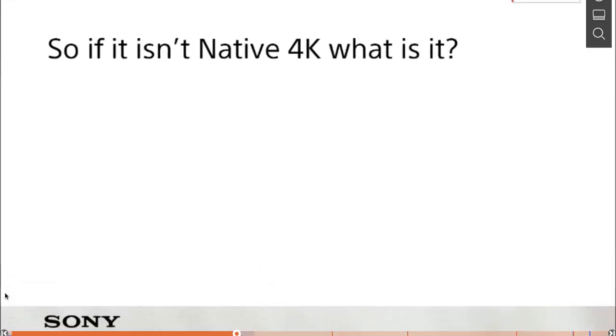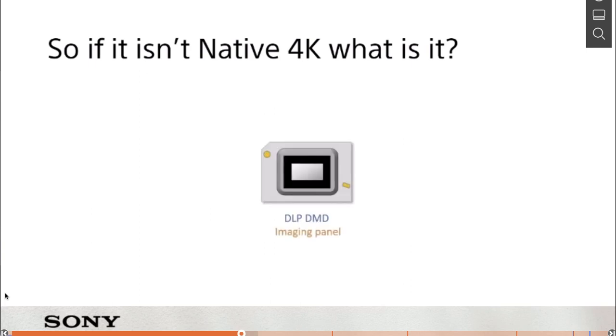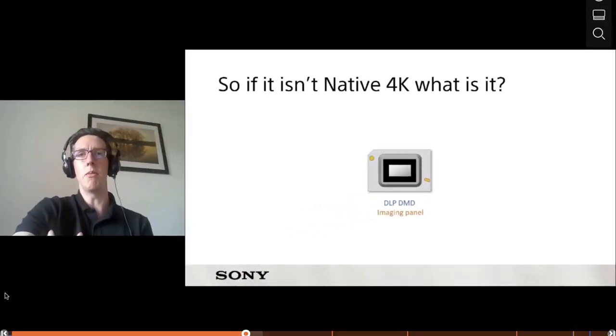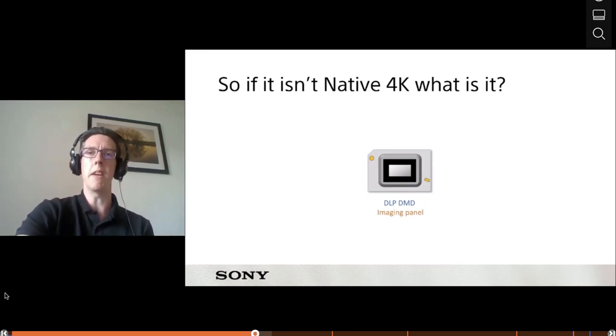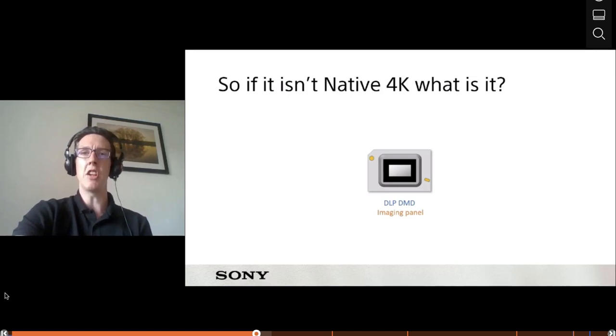So if a home cinema projector isn't native 4K, then what is it? Well, more than likely, if it isn't an SXRD or LCOS based device, it's a DLP, DMD based system, which is a lower contrast panel technology. And the interesting point here is that these 4K compatible systems that utilize DLP panels actually use less than 4K resolution on their panels.